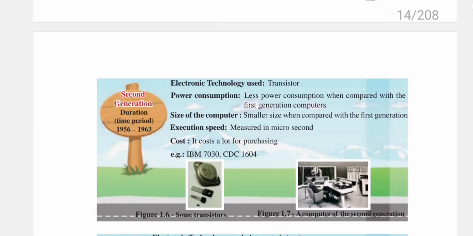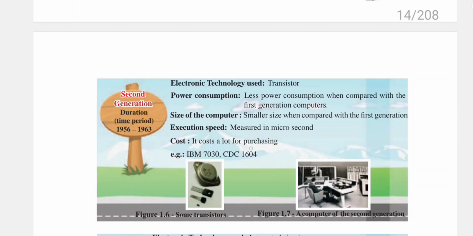Second generation computers. Next comes the second generation. These computers used transistors instead of vacuum tubes. Because of transistors, power consumption was less than the first generation, less heat was produced, and computers became smaller in size. The execution speed improved and was measured in microseconds.